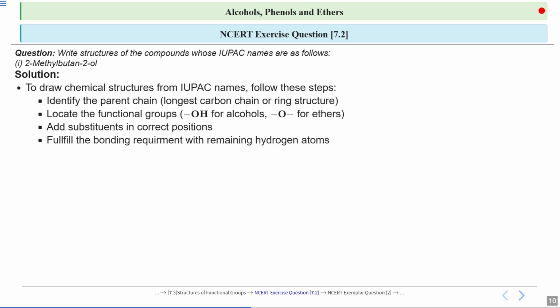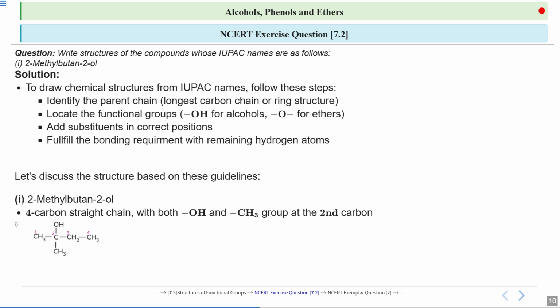Fourth step, fulfill the bonding requirement with the remaining hydrogen atoms. The remaining valency of carbon will be filled with the hydrogen atoms. Now let's discuss the structures based on these guidelines or steps we just have seen.